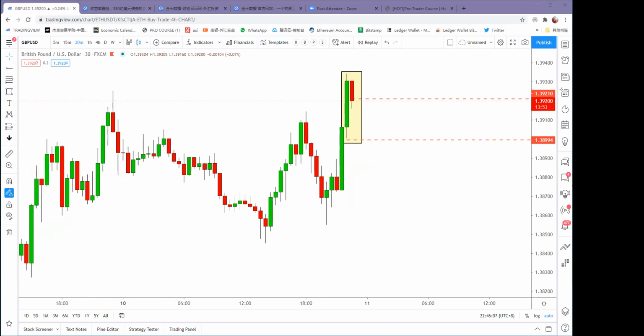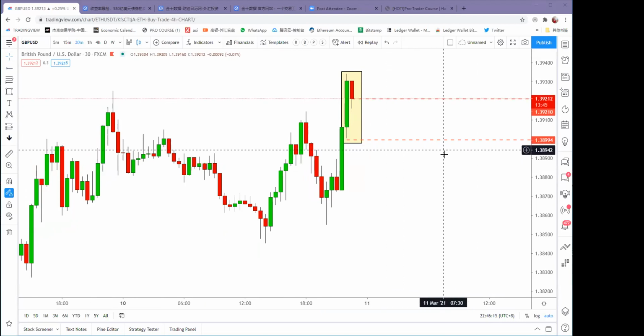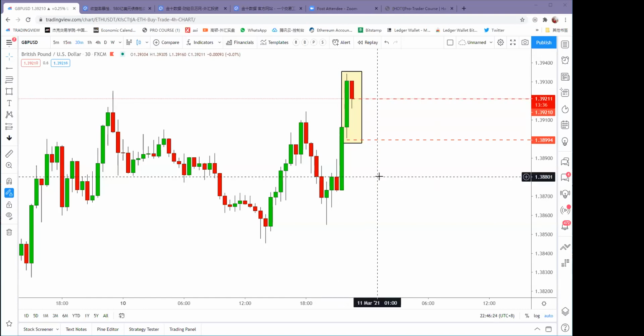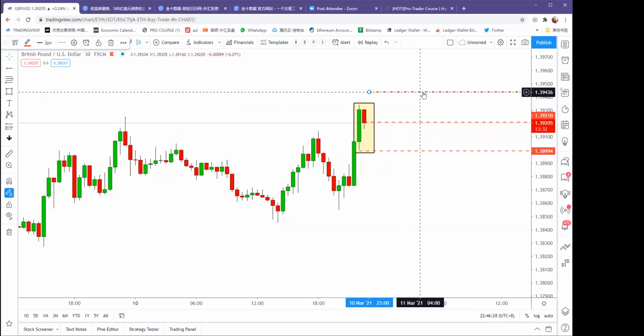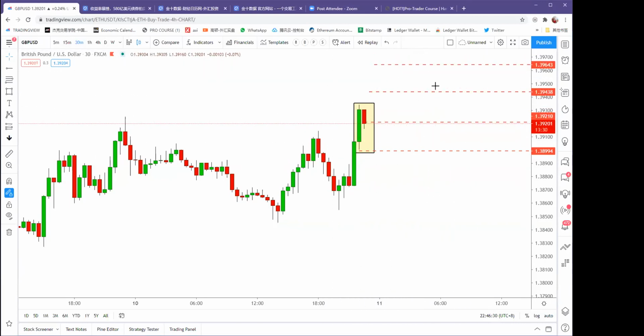Yeah, because this is a very good pattern. Stop loss 1.3899. And when the target hits 1 to 1, close half, go to 2 to 1, just make the trails.